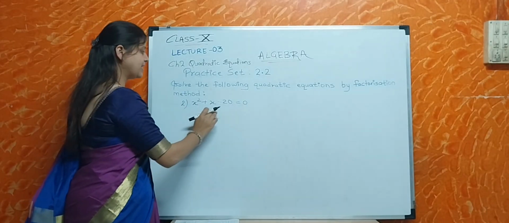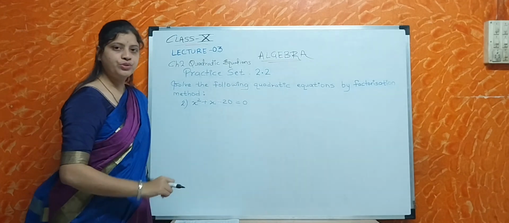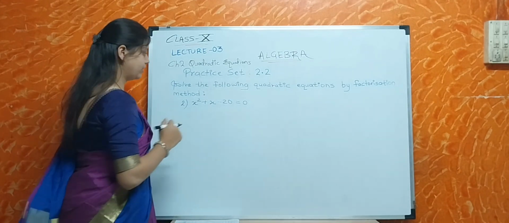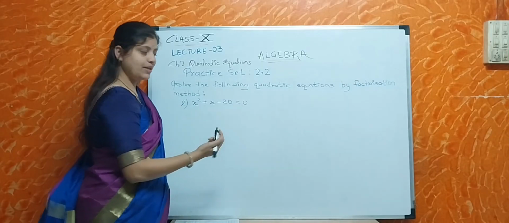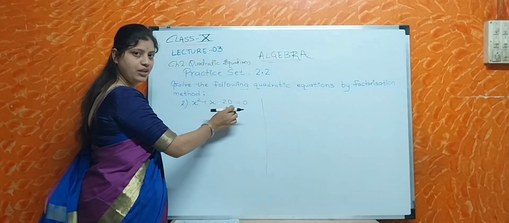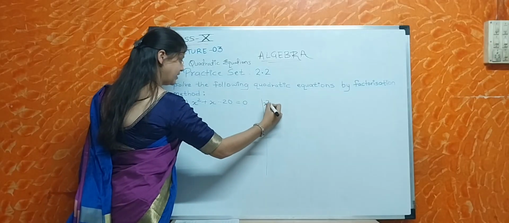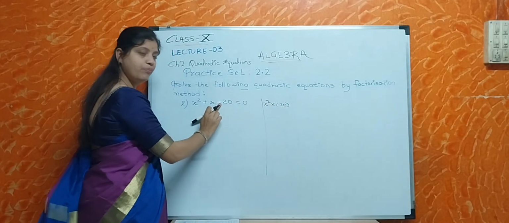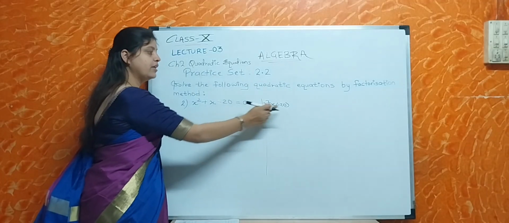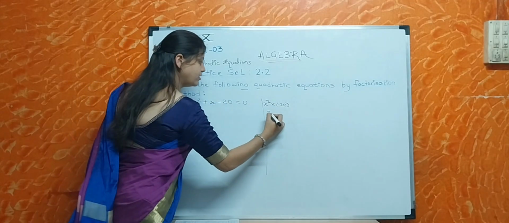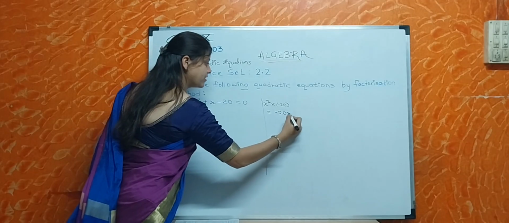x square plus x minus 20 is equal to 0. We have solved this equation by which method? By factorization method. So what is the first step? x square, first term and last term multiplication. That means x square into minus 20. The last term has a negative sign, so we have to write it here also negative. So x square into minus 20 is minus 20x square.